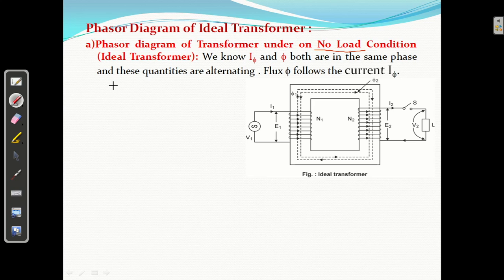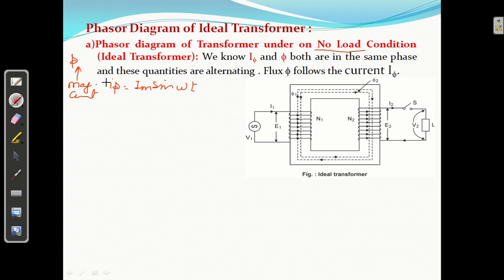When we derived this EMF equation, I told you already, I am assuming I phi as a base. So I phi I am assuming is I m sin omega t, and this is called the magnetizing component of current, the magnetizing component of no load current. I will discuss later on. No load current ke do part hote hain, I phi, this is called magnetizing current. Iska kaam kya hai? To produce a flux. And dusra hota core loss component, I c. Anyway, so this is I phi equal to I m sin omega t, I am considering as a reference.